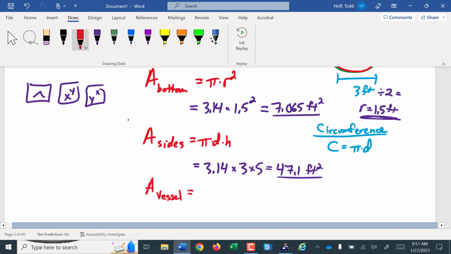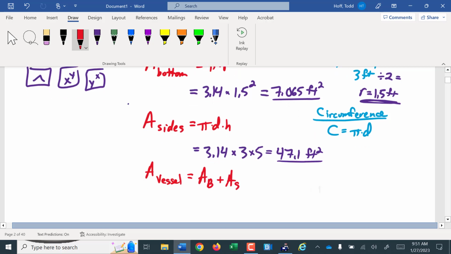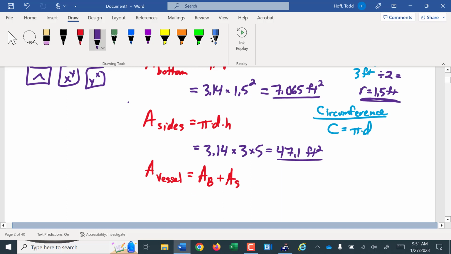So then the area of the whole vessel, I'm just going to add the area of the bottom plus the area of the sides. So 7.065 plus 47.1, 54.165 square feet.